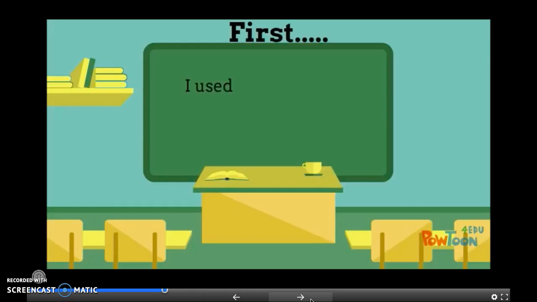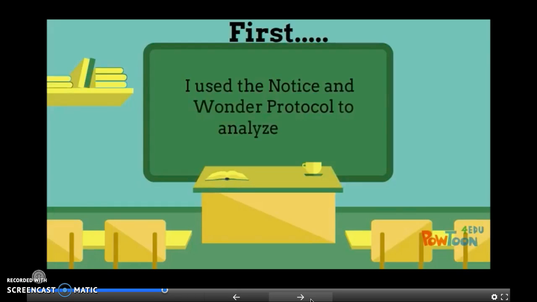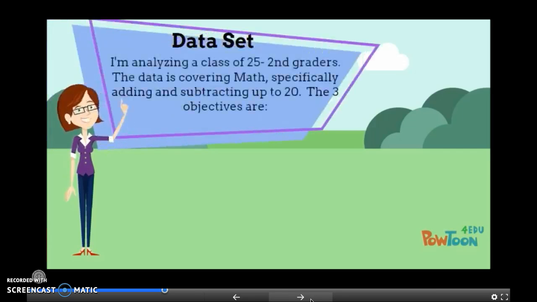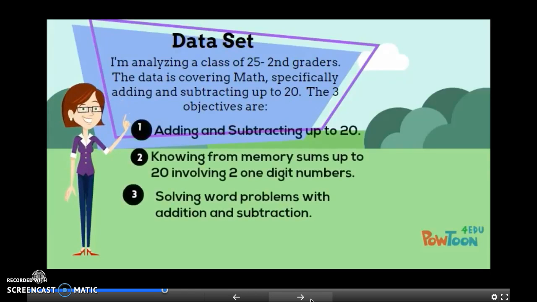First, I used the Notice and Wonder protocol to analyze my data. For my data set, I'm analyzing a class of 25 second graders. The data is covering math, specifically adding and subtracting up to 20. The three objectives are adding and subtracting up to 20, knowing from memory sums up to 20 involving two one-digit numbers, and solving word problems with addition and subtraction.